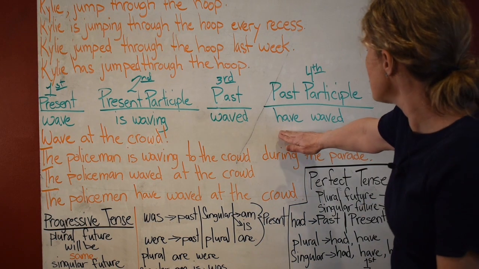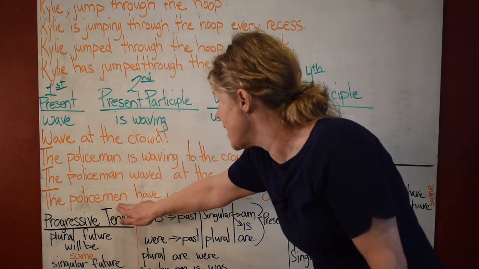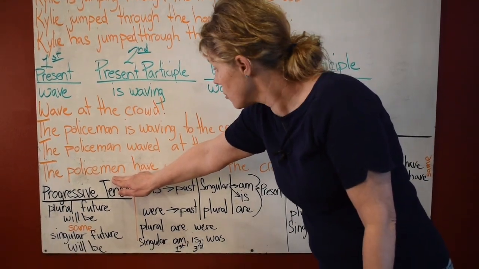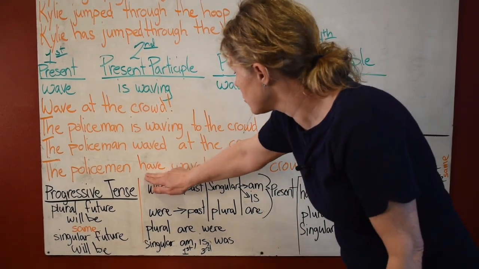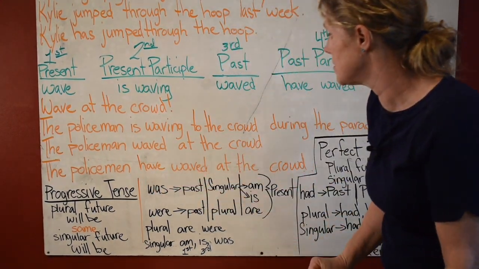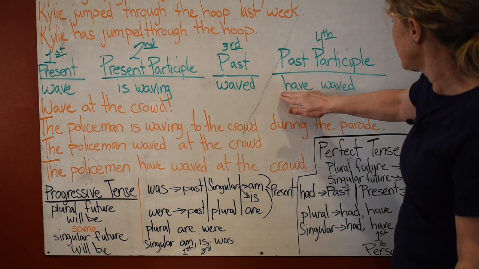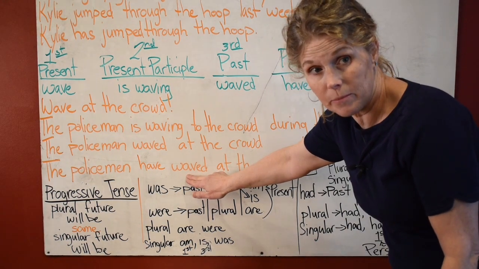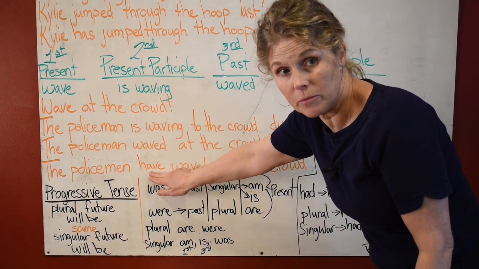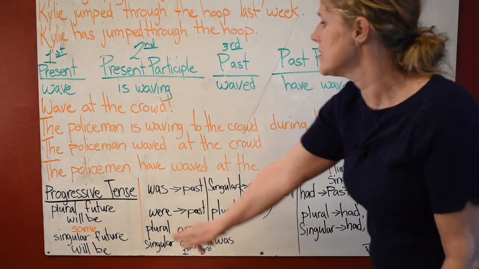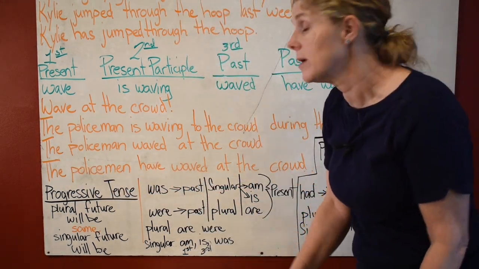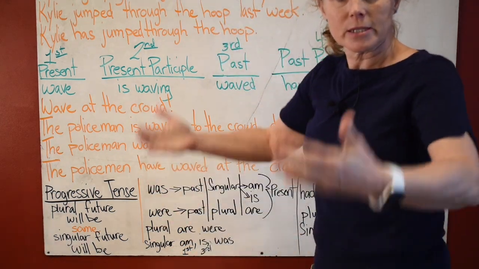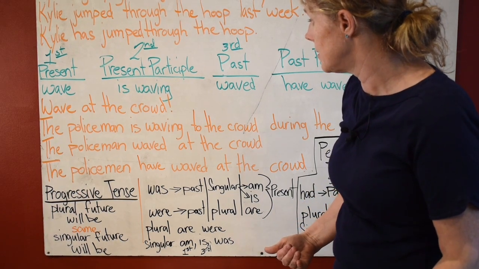So now I've chosen the policemen have waved at the crowd. So this is plural now. And so I chose a plural verb, have waved. And see how with your participle, you have to have an auxiliary verb to help you make sense of it. You can't say the policeman waved at, well, you can, but it's not saying the same thing. It's really stopping it. It's putting a stop to what's going on.